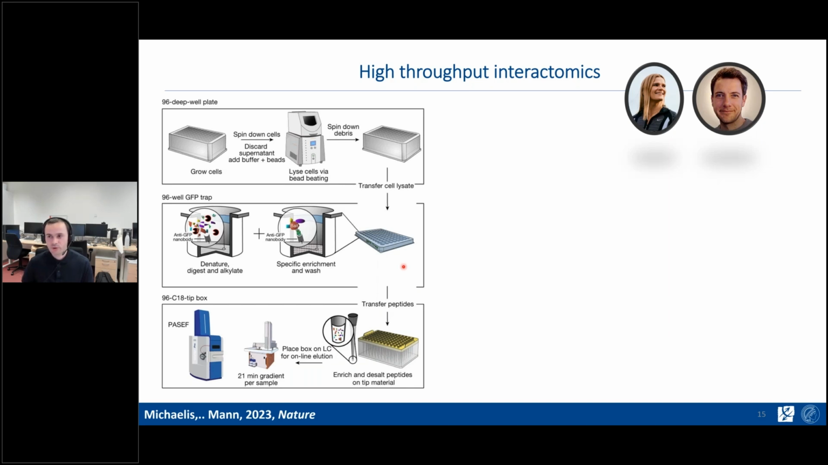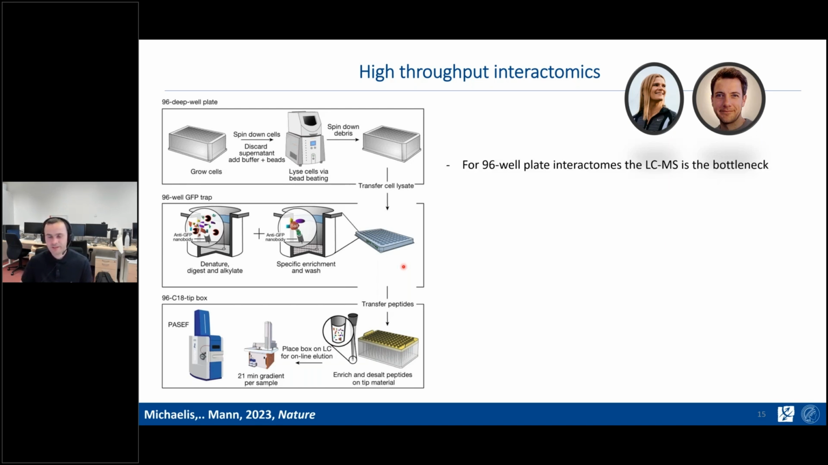Basically, how this is done, you grow cells in 96 well plates and then transfer this lysate into another 96 well plate that's coated with a nanobody. And then you perform the pull down within this plate, digest in this plate, and from this plate you can then directly load onto Evotips. And this was initially run with a 21-minute, 60 sample per day gradient.